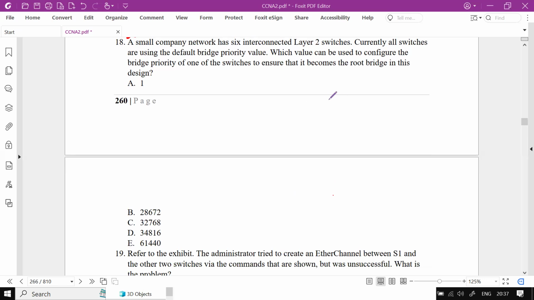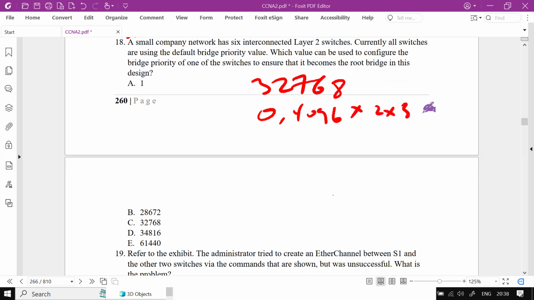By default, the value is 32768. The priority values can range from 0 to 61440, in multiples of 4096. Our answer here is A, VLAN ID. Yeah, that one is lost again. This is not an answer, definitely not an answer.